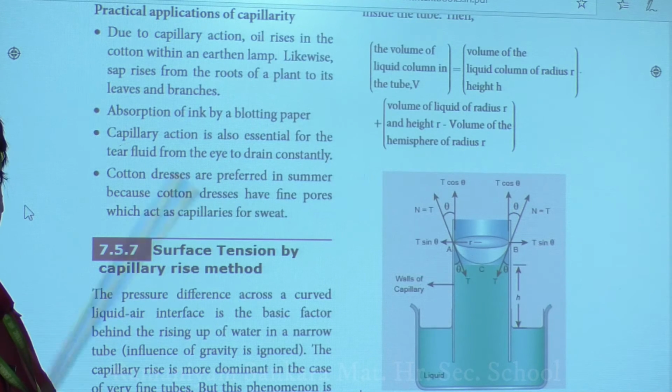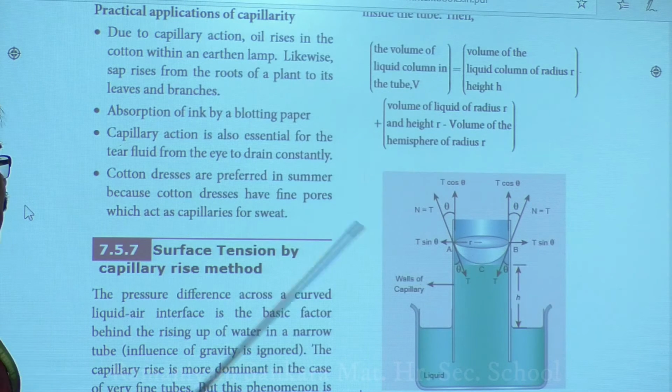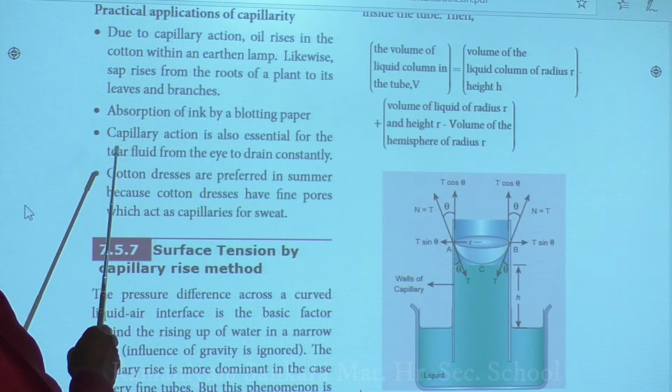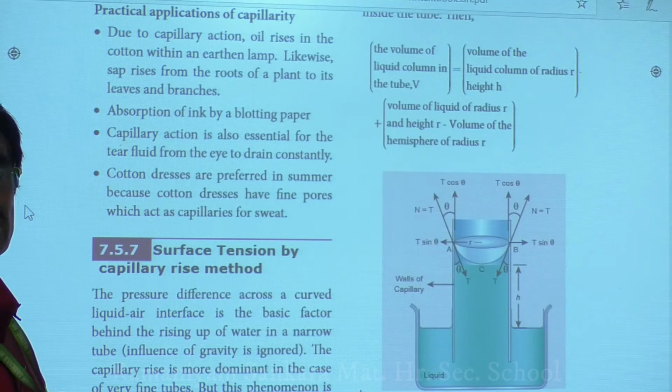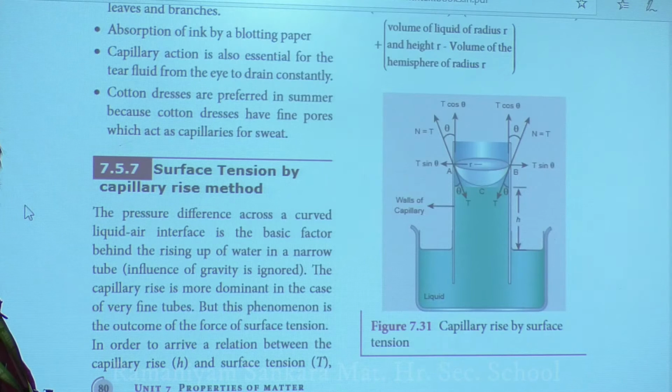Nowadays you are using only gel pens. When you are using an ink pen, they use blotting paper for absorption of ink. Even if you take a piece of chalk and touch it to the ink, the chalk will automatically absorb it.